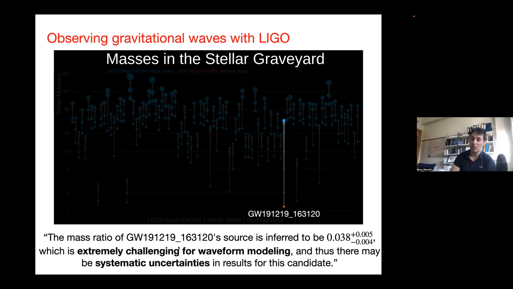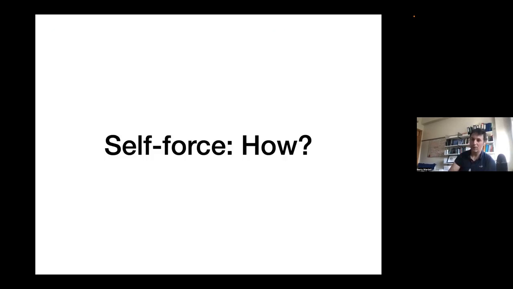So we now have 2 reasons. One is EMRIs for LISA, and the second is potentially even intermediate mass ratio systems for LIGO. So that's the why. What about the how? How do we set up a self-force approximation to compute a waveform, for example, for an EMRI?